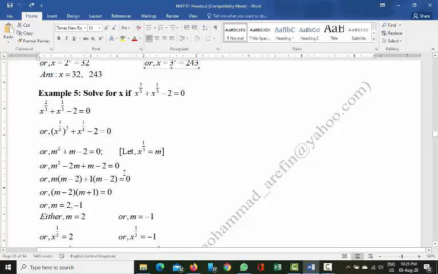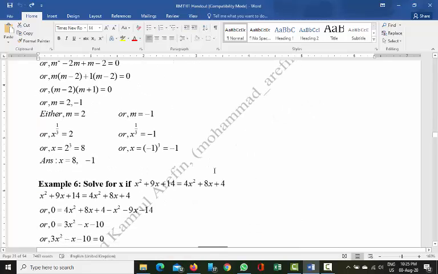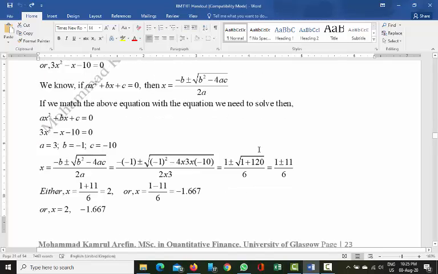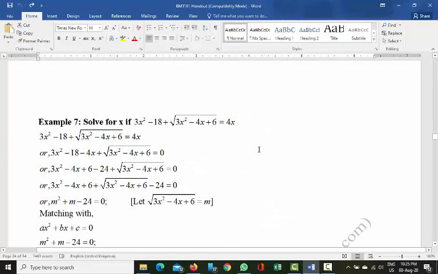Right. This way you can solve question number 5, example 5 also. Example 6 also is very easy. You can solve it at your home. Right. Example 7. Let us solve example 7.